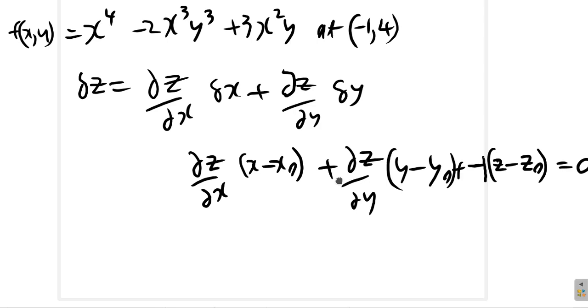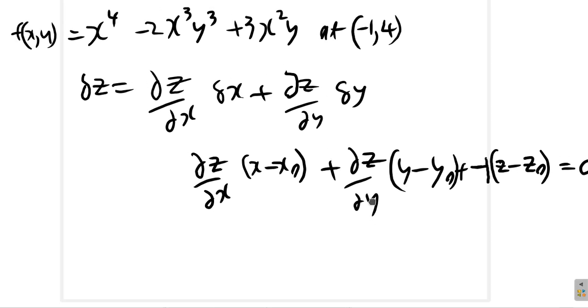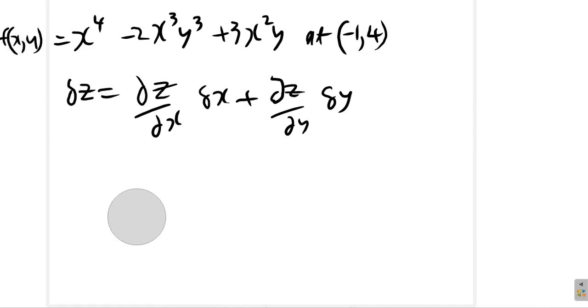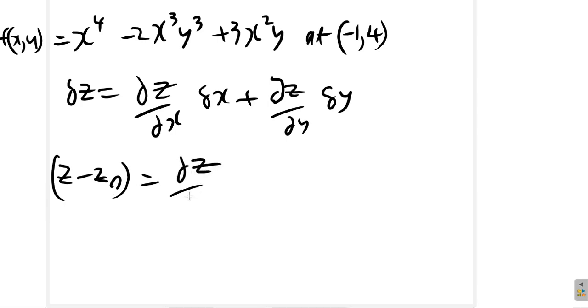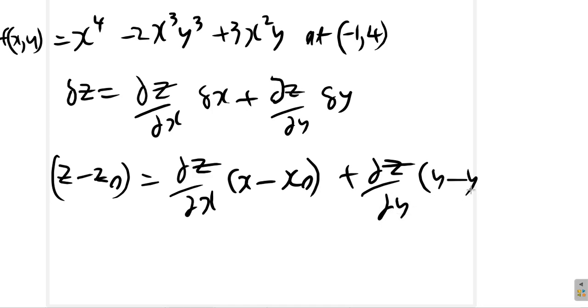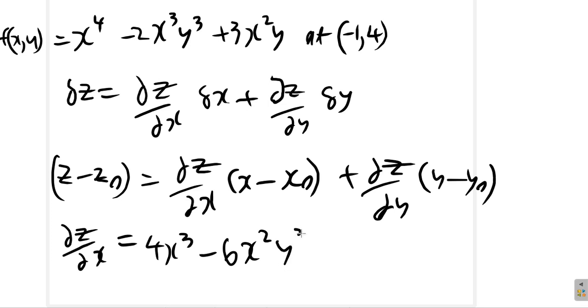What we have here now is this. Let me just get rid of this. So z minus z naught equal delta z by delta x, x minus x naught plus delta z by delta y, y minus y naught. Alright? What is delta z by delta x? From looking at this, delta z by delta x is 4x cubed minus 6x squared y cubed plus 6xy.